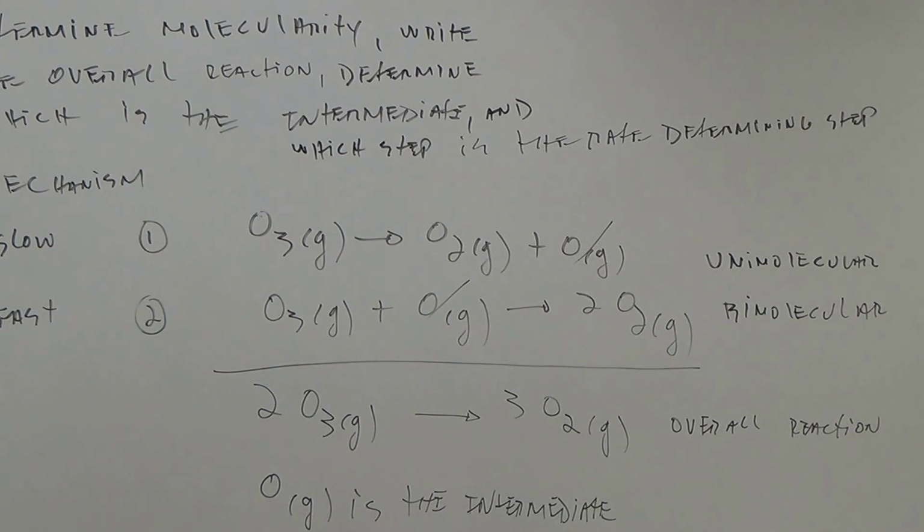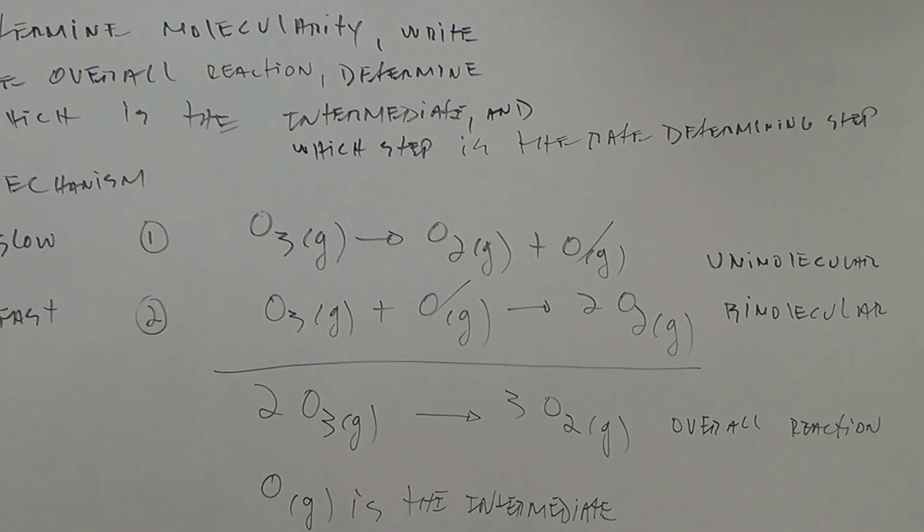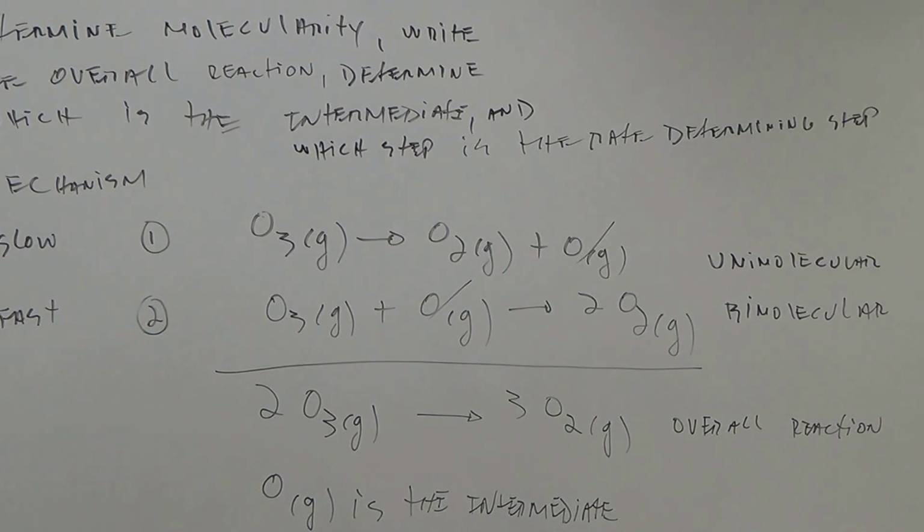Can the intermediate be more than one element? It could, yes. So it's whatever elements get crossed out? Yes. Whatever gets crossed out, yes.